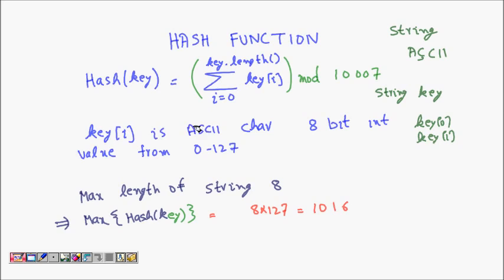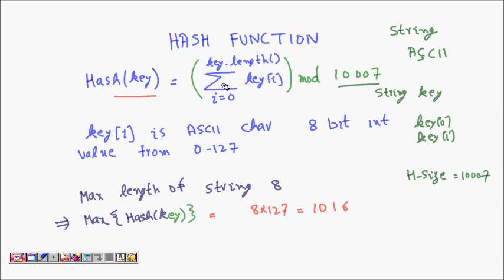Okay, so let's say we have a table size that is 10,007. Again, it's a prime number. Okay, so your table size is equal to 10,007. Now what will happen? So we will have hash of key. We are saying that it will be key 0 plus key 1 plus key 2 plus key 3 and you go on till the length of that string, and then we sum all the ASCII characters, we divide it by 10,007 and get the remainder, that is your hash function. This looks to be a cool hash function.